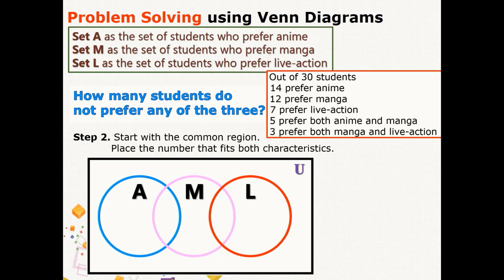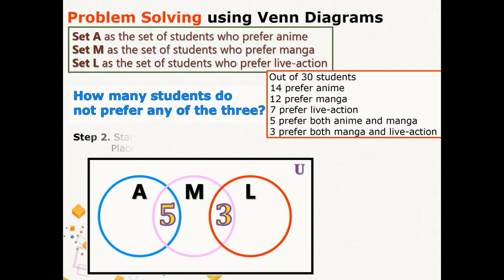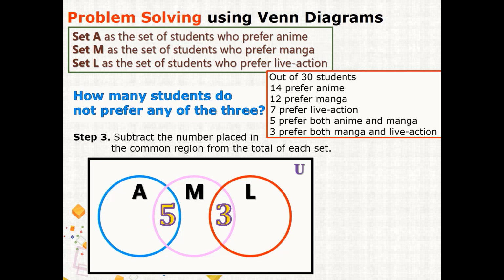Step 2 is to start placing the given in the intersections. So 5 prefer both anime and manga. 3 prefer both manga and live action. So we have those numbers there. And then we need to complete each circular figure by subtracting the already given values inside.